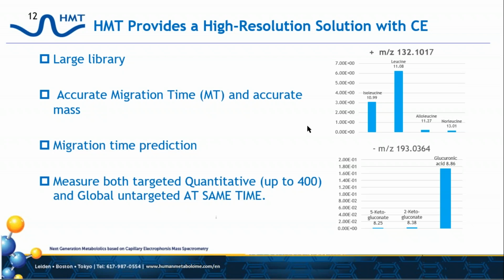And this migration time is predictable based on the physical properties of each of the metabolites. So our library is broken down into families in terms of nucleic acids, amino acids, fatty acids, short-chain fatty acids, and then from that superfamily we can predict a migration time based on any changes to that structure, oxidation, methylation. And again, as I mentioned, we provide quantitation, and we can quantitate up to 400 metabolites at the same time, providing targeted and global profiling.